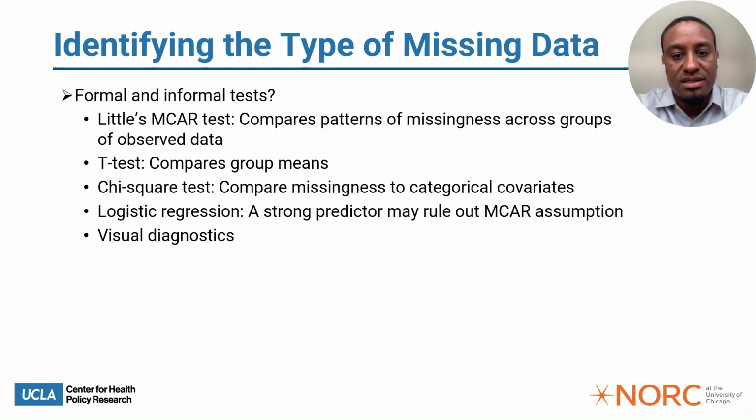A third method is the logistic regression. This is a very powerful approach. You essentially try to predict the missingness.